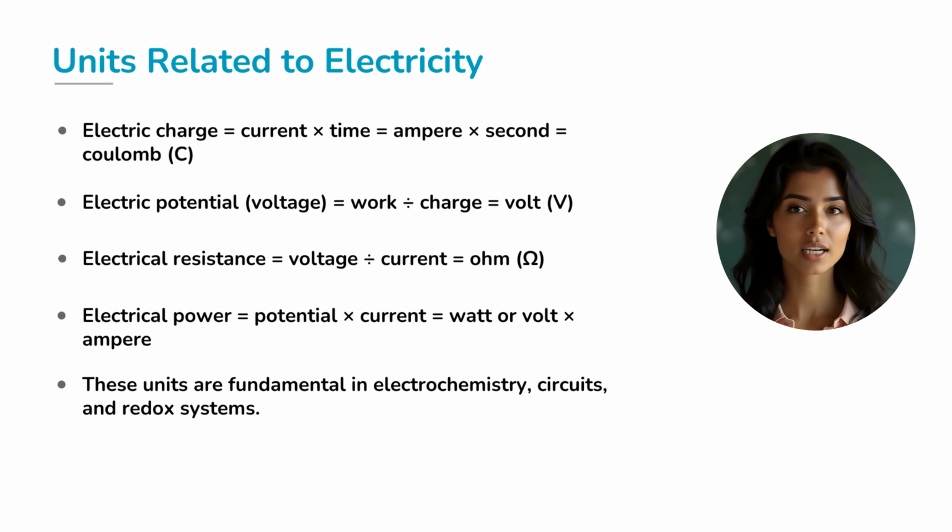When voltage is divided by current, we get electrical resistance, which has the unit ohm and symbolized by the Greek letter omega. Finally, electrical power is voltage multiplied by current, and that's once again expressed as a watt. These electrical units are not just for circuits, they're critical in battery chemistry, electrolysis, conductivity measurements, and more. Understanding them helps you bridge the gap between electrons in motion and energy in action.